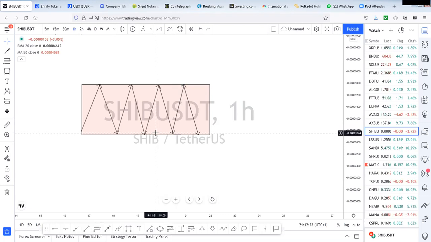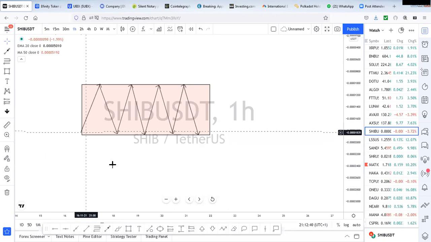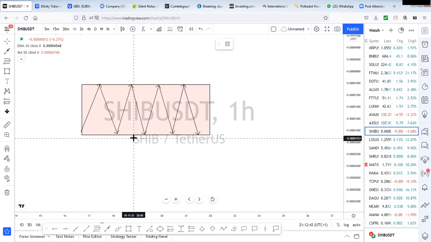So some people can also trade this. What they do is that they wait for the bottom for buys, you understand? And sell at the top. So these areas at the bottom are the support levels.